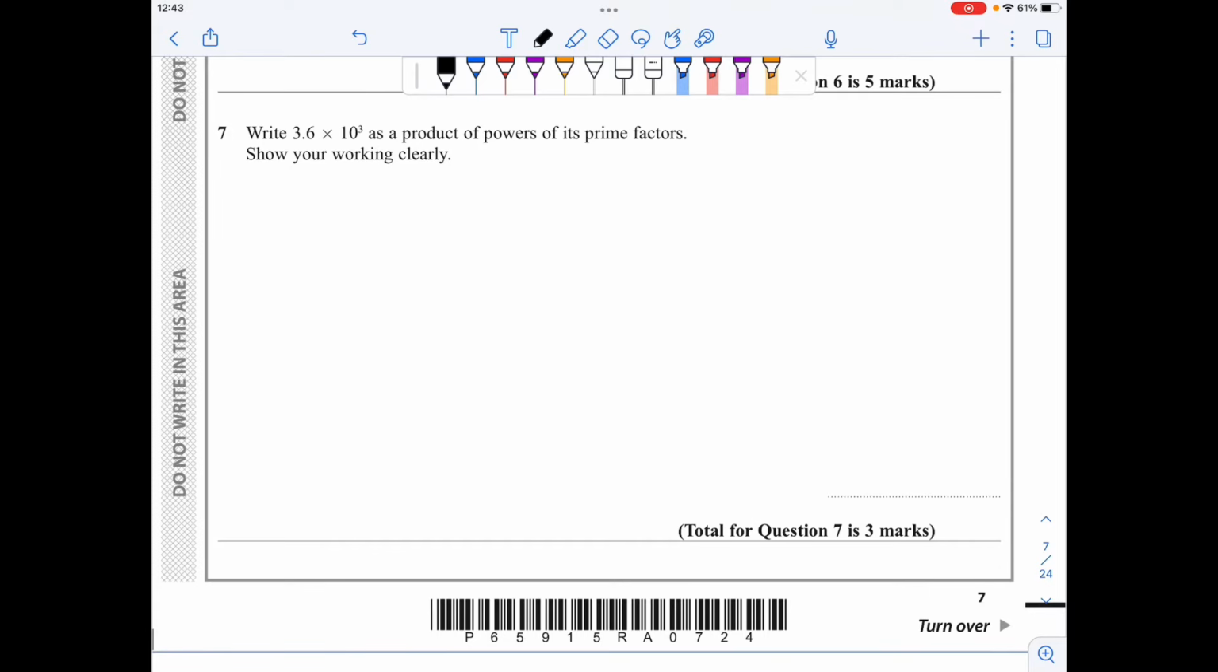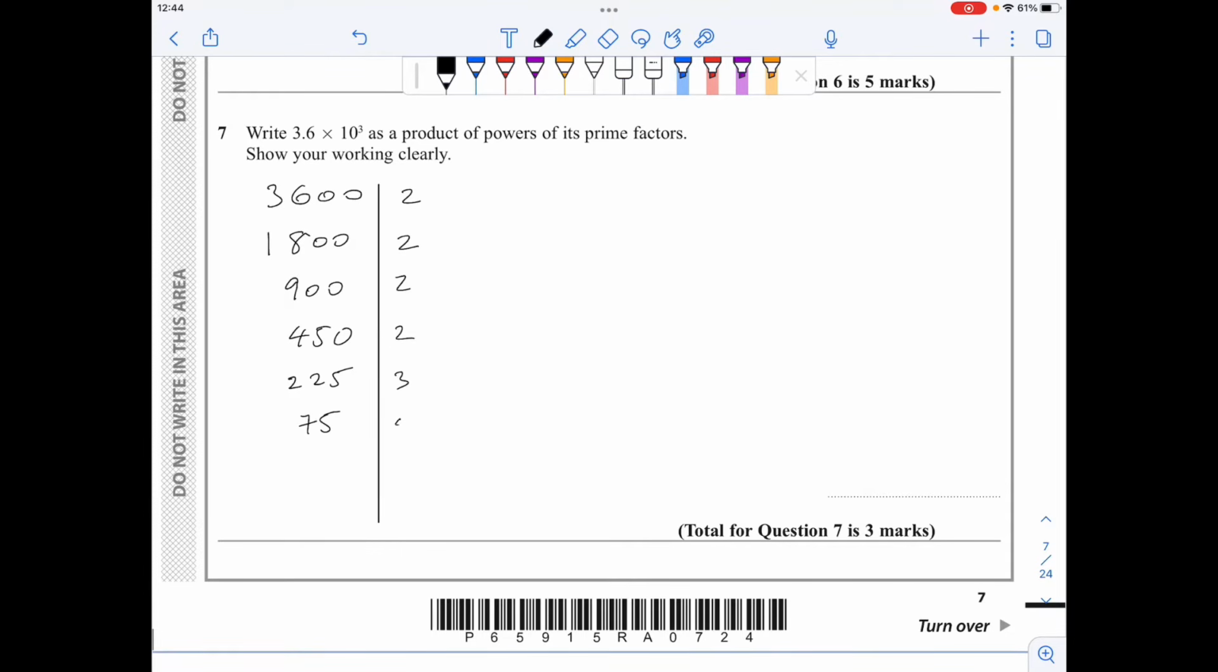For question 7, I'll write 3.6 times 10 to the 3 as 3,600, and then I'll go with successive divisions by prime numbers. So divide by 2, 1,800, divide by 2, 900, 2 again, 450, 2 again, 225, then divide by 3, 75, divide by 5, you get 15, divide by 3, you get 5, and finally when you divide by 5, you get 1.